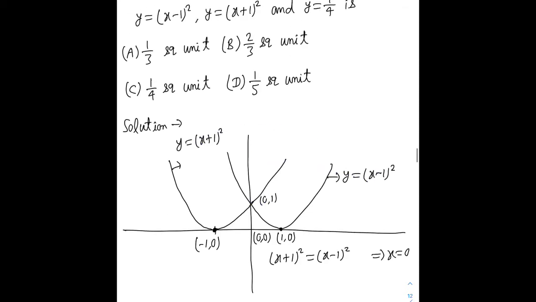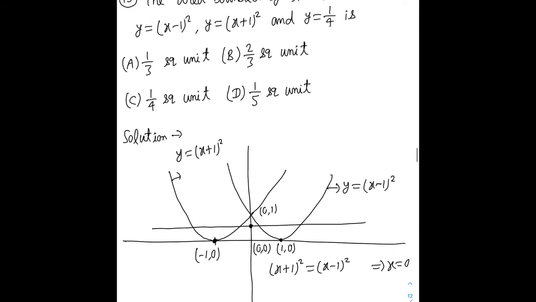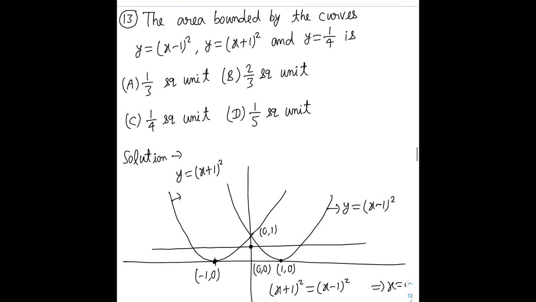Now y equal to 1 by 4 will be a straight line parallel to x axis, and it will pass through (0, 1 by 4). Now guys, you have to find the area bounded by these three curves. So this is the area, right? This small area has two parts and both the parts are symmetric. So you can find area of just one part and multiply by 2.